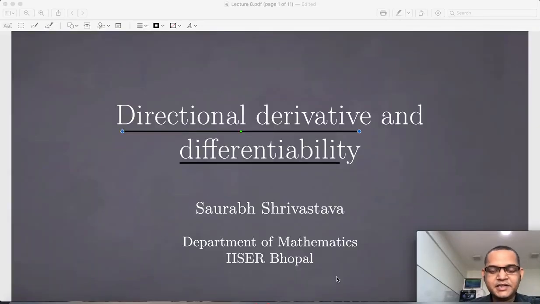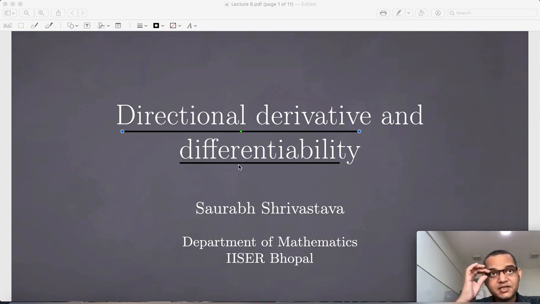Are keeping well. So let us continue our discussion on the partial derivatives. So today we are going to define something more general, which is called the directional derivative. As the name suggests, this is a notion of derivatives for functions of 2 and 3 variables in a specified direction. Okay, and then we also discuss the notion of differentiability.